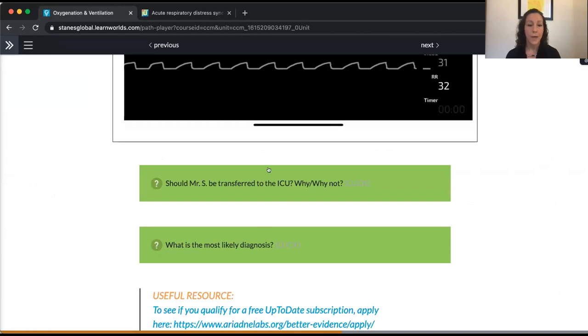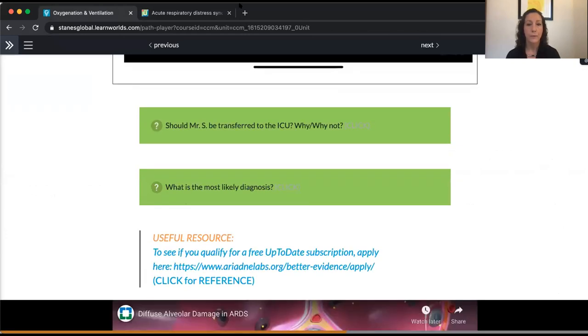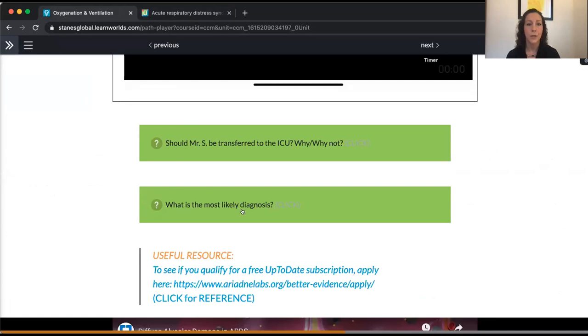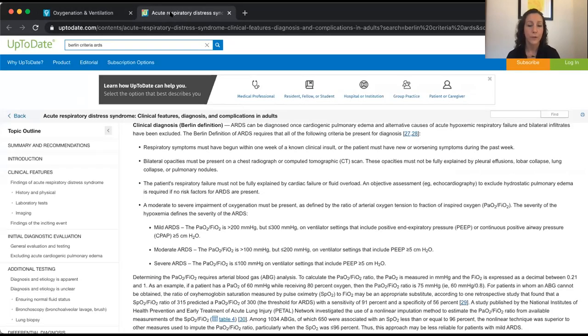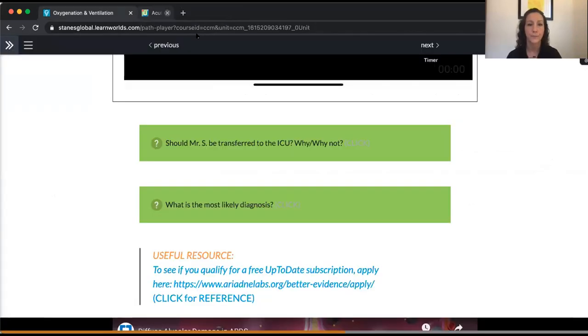The diagnosis is ARDS. You saw that I clicked on that reference and it took me to UpToDate, okay? UpToDate is something that I use almost every single day when I'm caring for patients. You can see the title here and these search boxes. You can type in anything. What UpToDate does is it reviews all of the evidence, all of the literature, et cetera, and it tells you about the disease, how to diagnose it, how to treat it, et cetera. So it's a very, very useful resource.